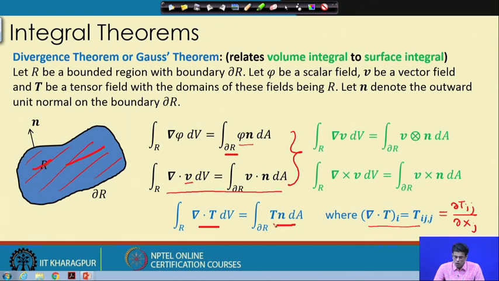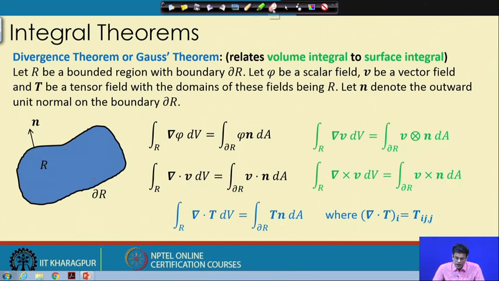Now, if we apply the divergence theorem to the gradient of a vector field, del V, the first corollary states that the integral of del V over R should be equal to the integral of V tensor product n dA over del R. Similarly, for the curl of a vector field, del cross V, the integral over the volume should be equal to the integral of V cross n dA. These two corollaries are not called the divergence theorem, but they are results of the divergence theorem, which are these three expressions.